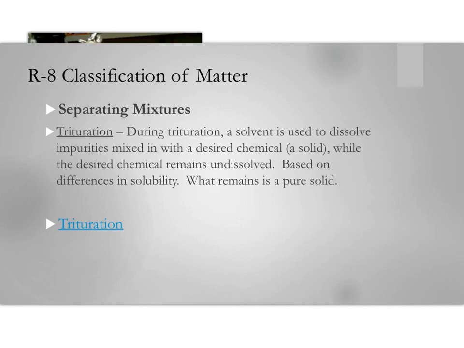We can separate mixtures in a technique called trituration, and trituration uses a solvent to dissolve impurities that are mixed in with a desired chemical that must be a solid, while the desired chemical remains undissolved. So you're forming a solution of things you don't want, and then you basically just get rid of them. You can just decant them out, pour them out of the flask they're in. What remains is a pure solid, and I've got a video here that shows how a trituration works.